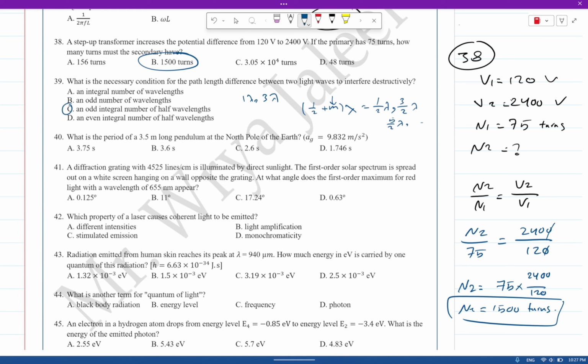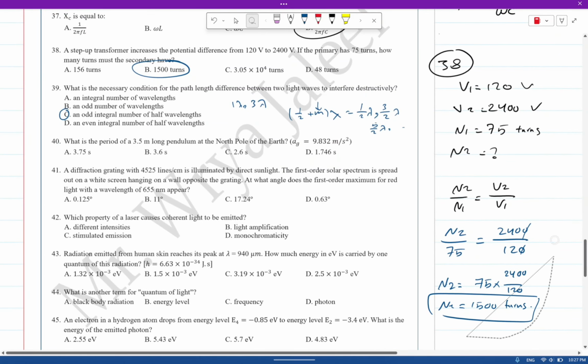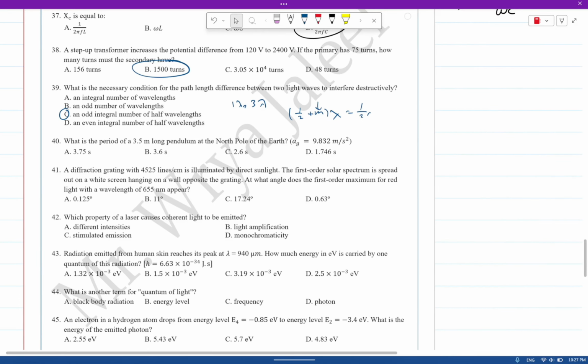Question 40 says, what is the period of a 3.5 meter long pendulum at the North Pole of the Earth? So remember the equation of a pendulum. All you have to do is just apply the equation. That'll be it.